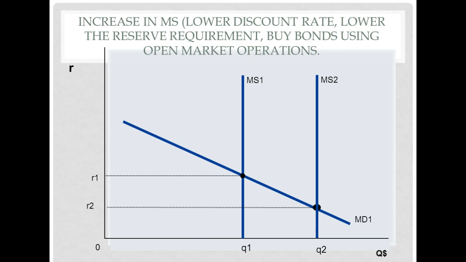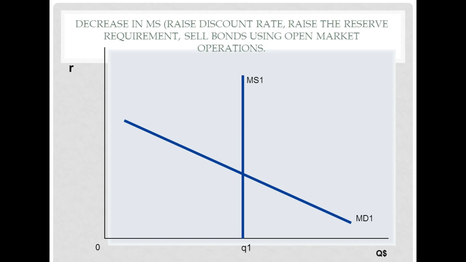And what were the three options it had? It could lower the discount rate, it could lower the reserve requirement, though those are less common, or it can do what it does essentially every day, which is buy bonds in this case, to lower the interest rates by increasing the money supply. Of course, the opposite is also true. If the Fed decides that it needs to raise interest rates, there's our initial interest rate, then it can actually decrease the supply of money and therefore raise interest rates.